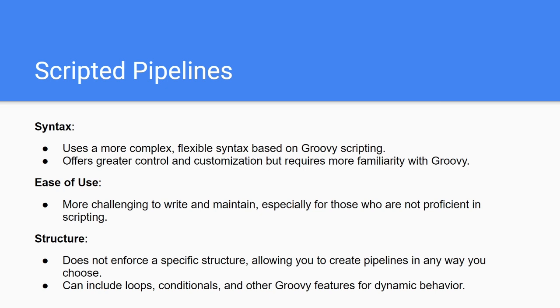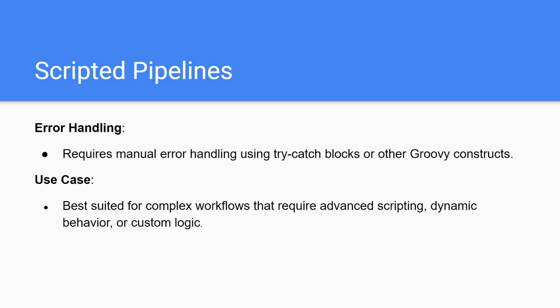Scripted pipelines. The syntax is more complex compared to declarative pipelines. It is based on Groovy scripting, which offers greater control and customization, but requires more familiarity with Groovy. It does not enforce a specific structure, allowing you to create pipelines in any way you choose. It can include loops, conditionals, and other Groovy features for dynamic behavior.